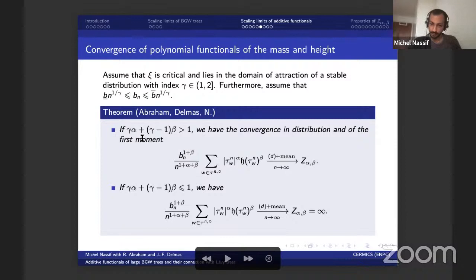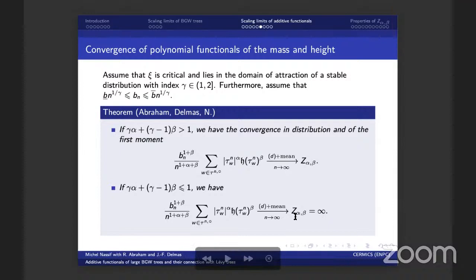We distinguish two regimes. Either alpha and beta are large enough, in the sense that gamma alpha plus gamma minus one beta is greater than one. In that case we have convergence in distribution of this additive functional, properly normalized, to some limiting random variable, in distribution and in mean also. And in the second case, if alpha and beta are small in this sense, if this condition is satisfied, then exactly the same quantity will explode. It goes to infinity in distribution.